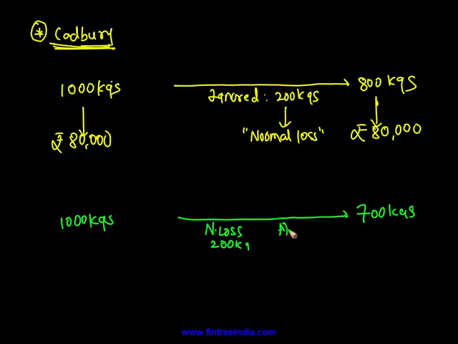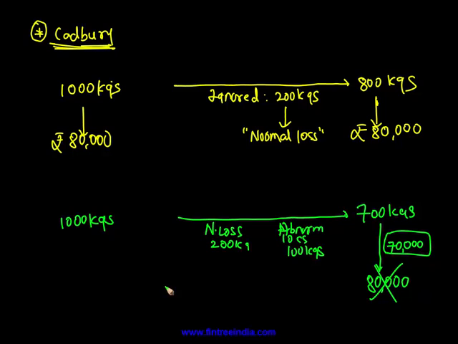but your abnormal loss is going to be 100 kg. So it would be wrong to show that 700 kg at a price of 80,000. What we will say is that this 700 kg is to be shown at a price of 70,000, and the remaining 10,000 would be shown as an expenditure, and we would call this abnormal loss.